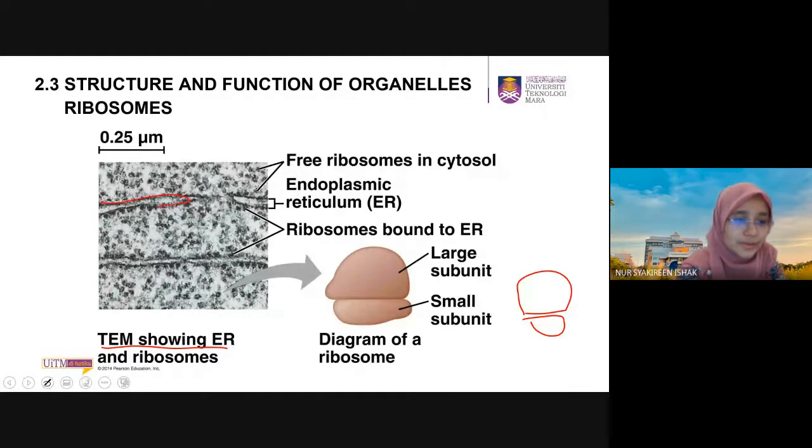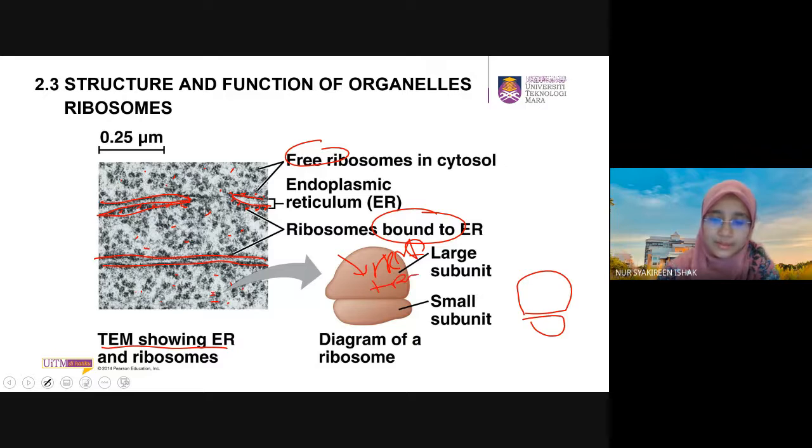This is the membrane of the rough ER, and the ribosomes are attached on the outside of the ER membrane. This one is a free ribosome, and these are free ribosomes and bound ribosomes. The small and large subunits are made up of RNA and protein. Both are made up of ribosomal RNA and also protein, which are produced in the nucleolus, and they are assembled in the cytoplasm.